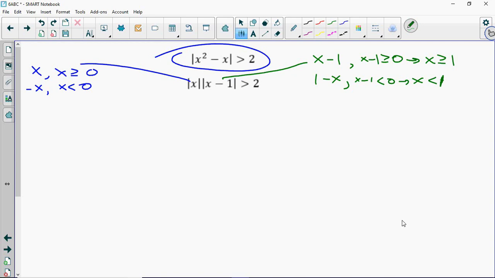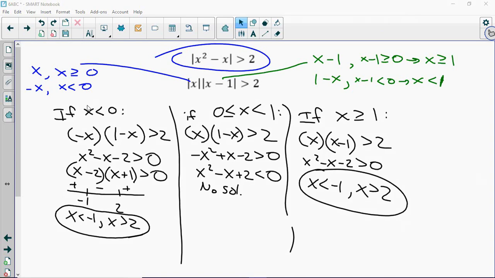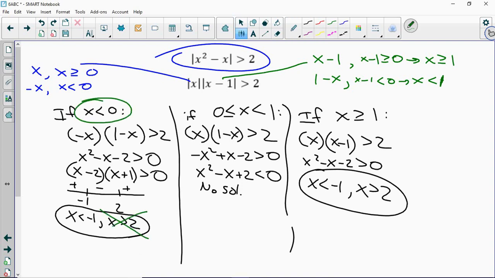So in the first case, when x is less than 0, the absolute value of x is going to be negative x, but the absolute value of x minus 1 is going to be 1 minus x. So that gives us a quadratic, which we can factor, and we get these solution regions out. However, because we originally assumed that x was less than 0, we need to eliminate the possibility that x could be greater than 2, because that contradicts the assumption for this entire portion of our work.